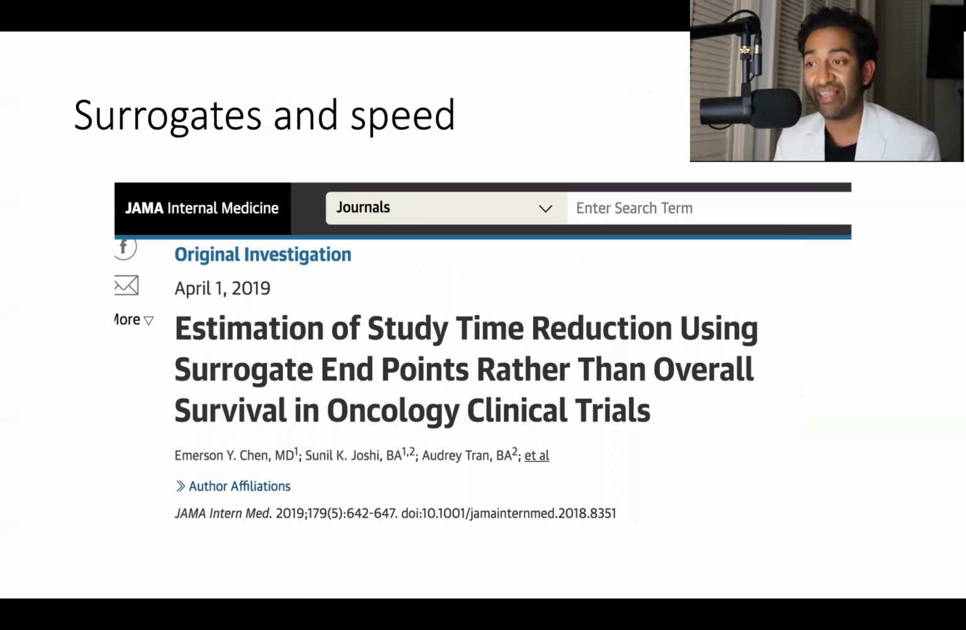The last thing I'd say to you is surrogates and speed. You know, people always say this to me. Well, the reason we're so in love with and addicted to surrogates is that they speed the time of results, and every day matters if you're somebody with cancer. And I don't deny that. In fact, I know that to be true. I take care of cancer patients. Every day does matter, and I'm always waiting for new drugs.